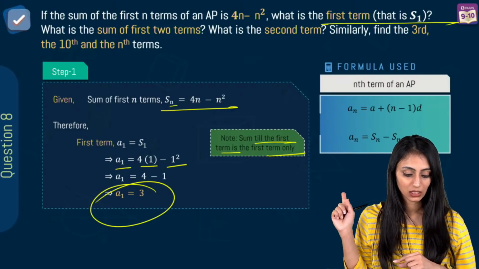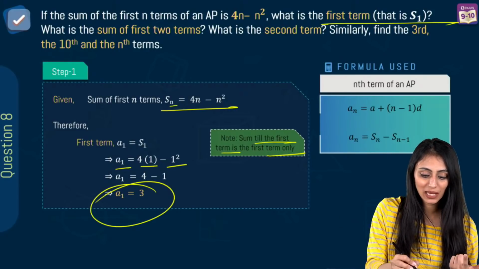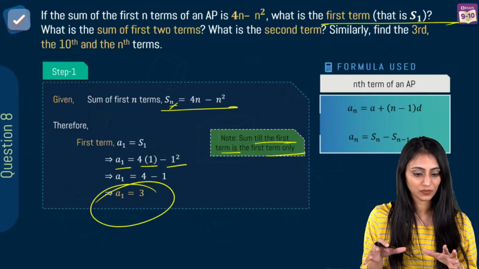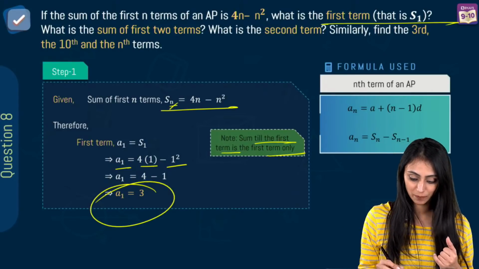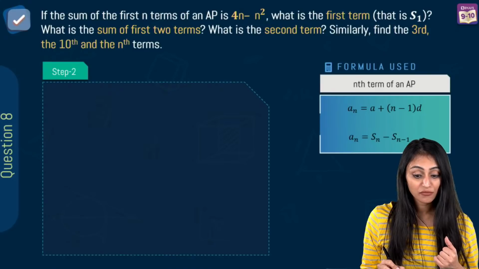Yes, Kavita? A1 would be 3 in this case. Simply I'm putting 1 over here in Sn. Or you can say S1 will be 3. Yes, S1 is 3, A1 is also 3. Now we need to find out sum of first two terms.